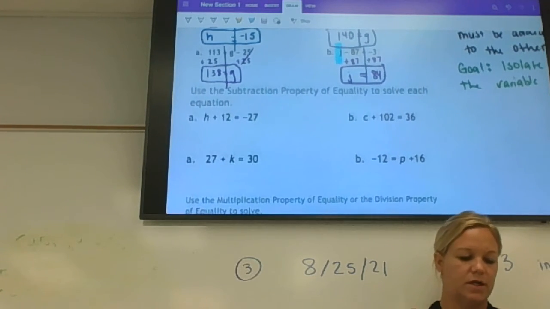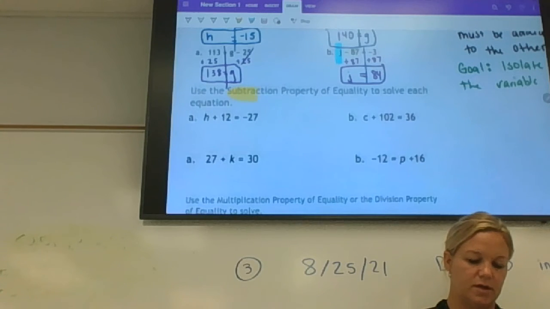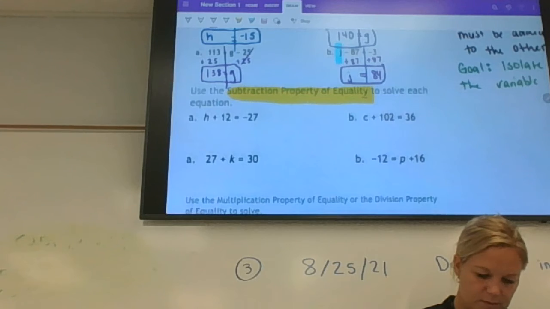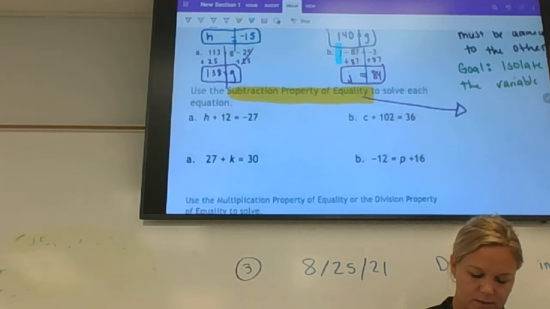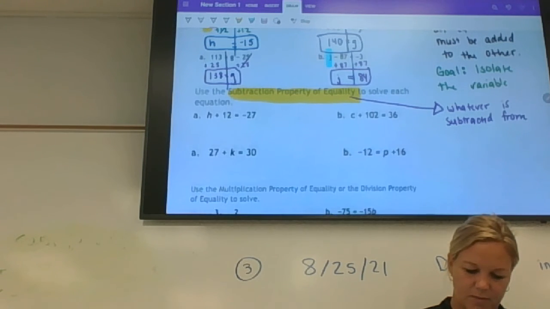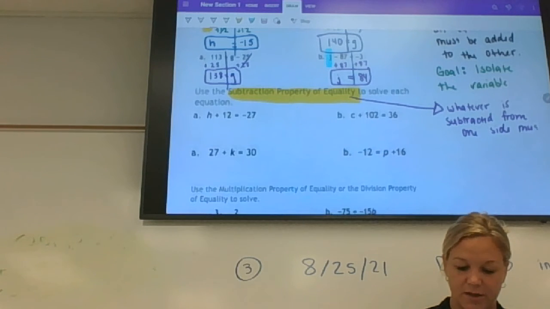All right, so now we're going to do the subtraction property of equality. Maybe we won't rewrite it. Whatever is subtracted from one side must be subtracted from the other side.